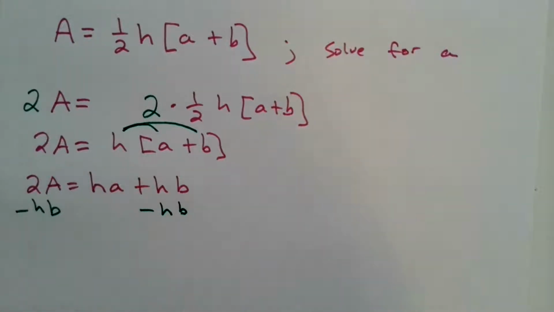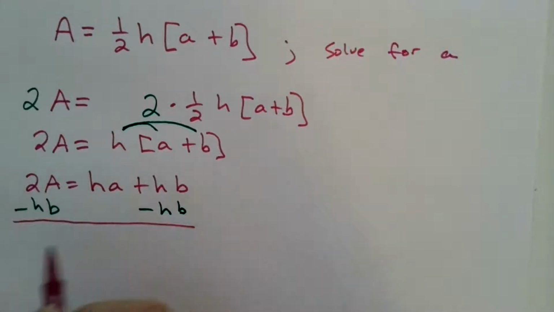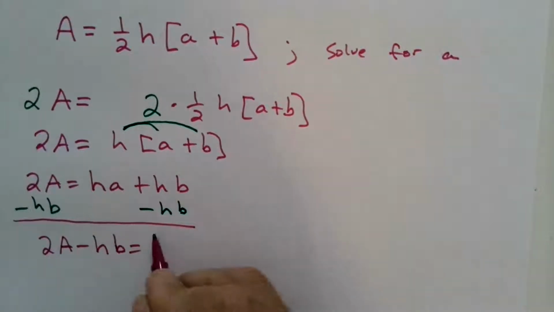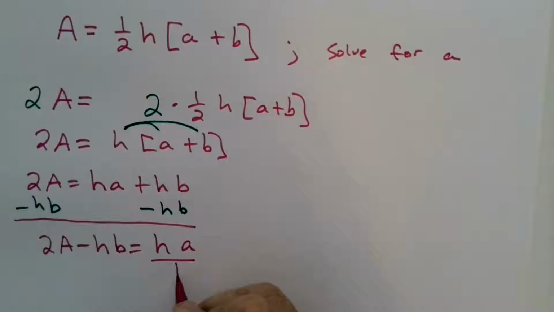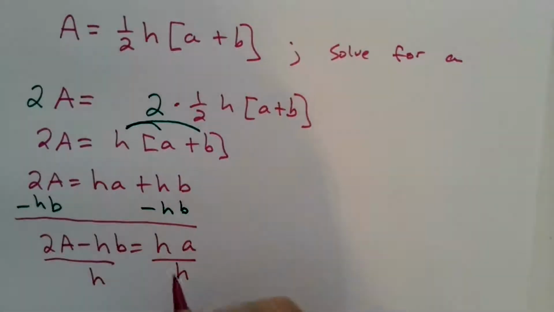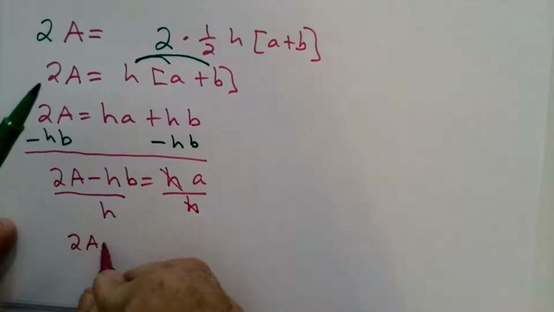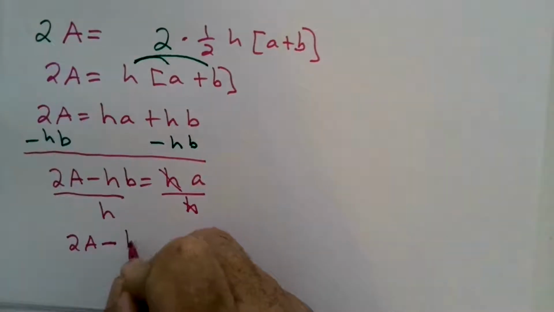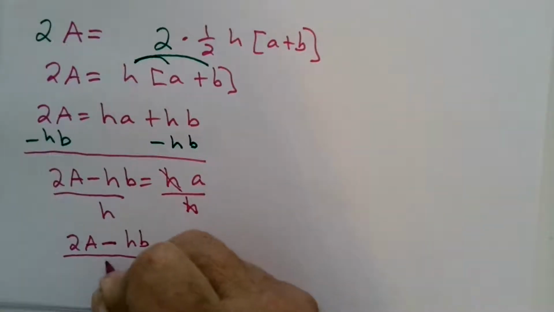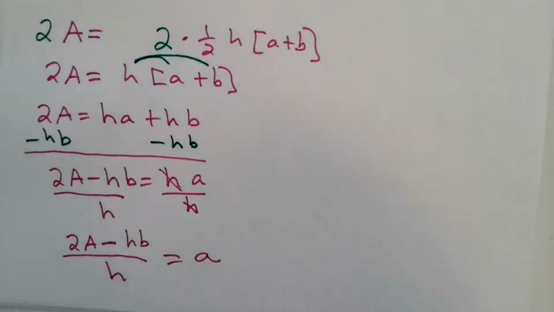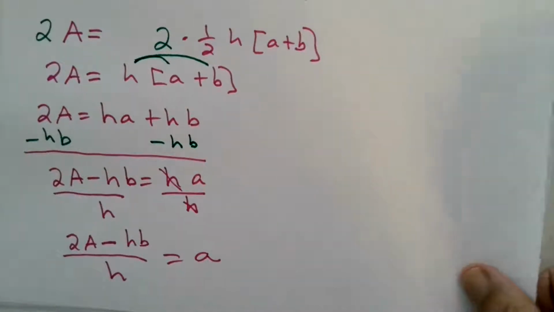Now what do I have? I have 2a minus HB equals HA, and I want to solve for little a, so I'll divide both sides by h. H over h, 1 over 1. So I get 2a minus HB over h equals a. So when there's fractions involved, this gets a little more challenging to work with. So let's do another one with the fraction and see if we can identify how that is going to be solved.